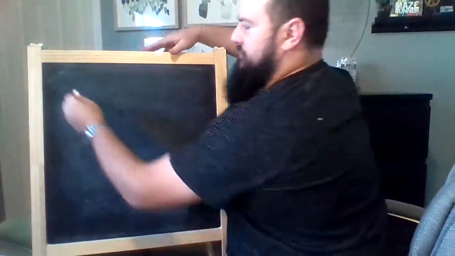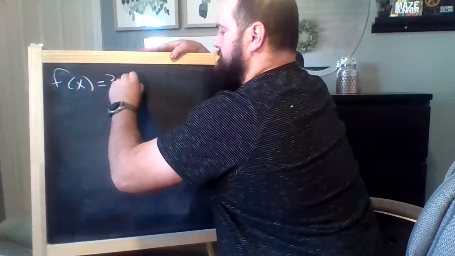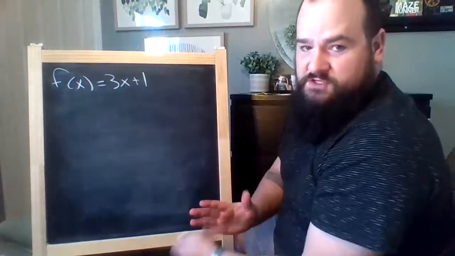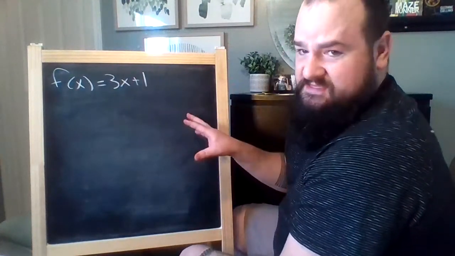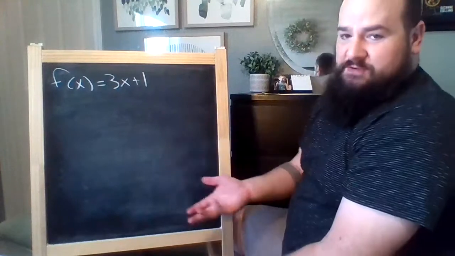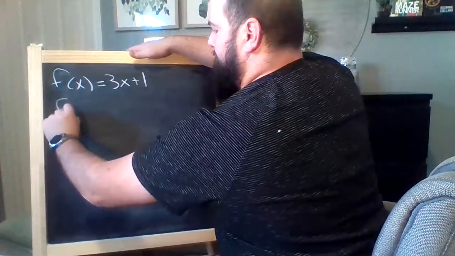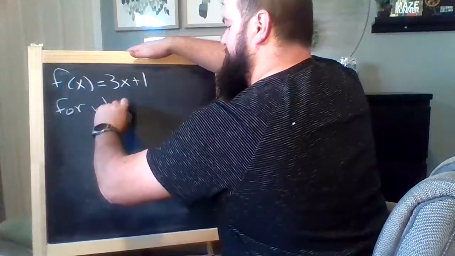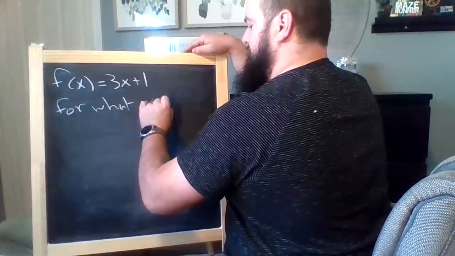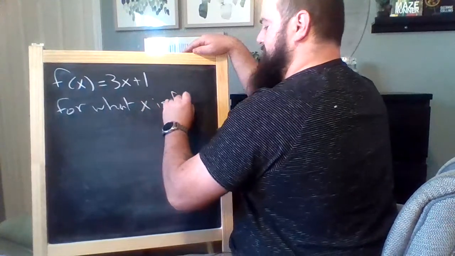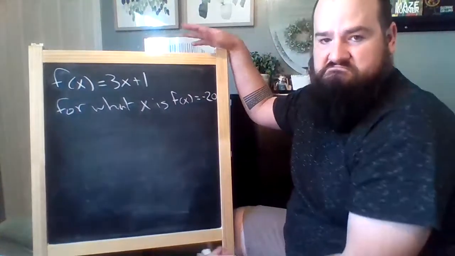Okay, so we'll stick with our function f of x equals 3x plus 1. With this, we can ask to evaluate things like we just did, but we can also say, for what x is f of x equal to negative 20.